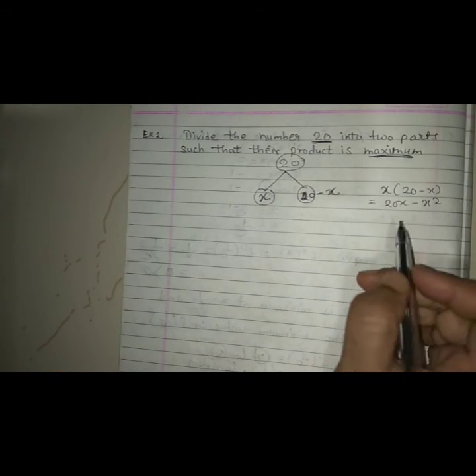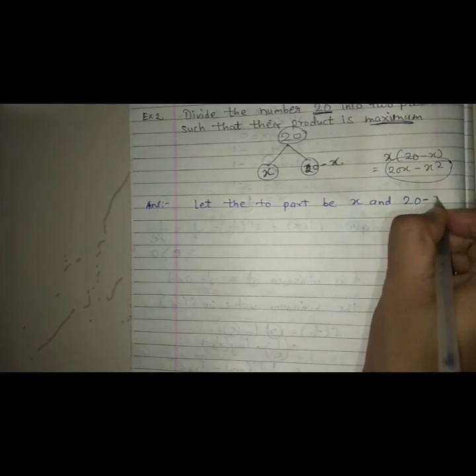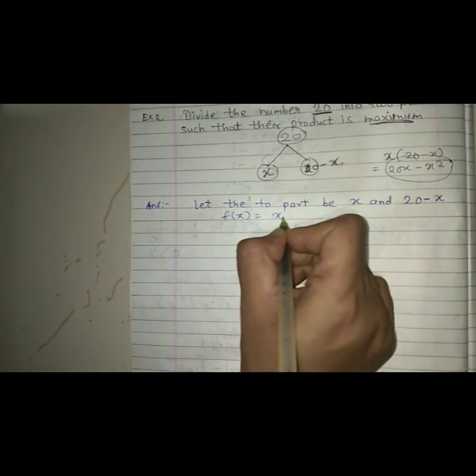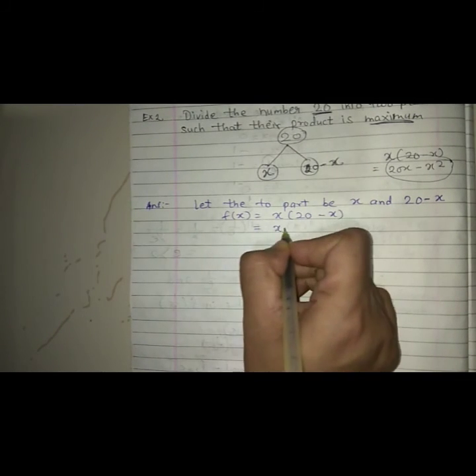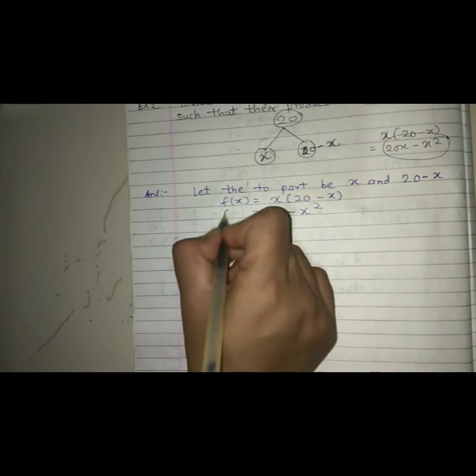If we write the product, we have to find x into 20 minus x, so we get x into 20, 20x minus x into x, x square. If we consider the parts in another way, we can use another equation also. But now we get this equation, and we have to solve it. So we start. Let the two parts be x and 20 minus x. Therefore f of x is equal to x into 20 minus x, which is 20x minus x square. Now we get the function f of x.